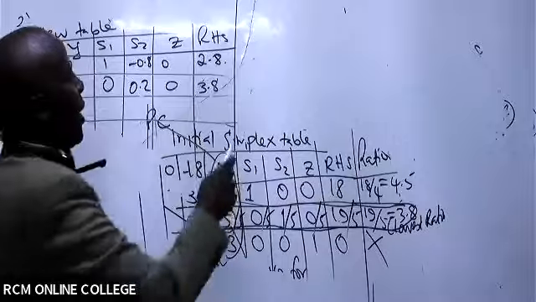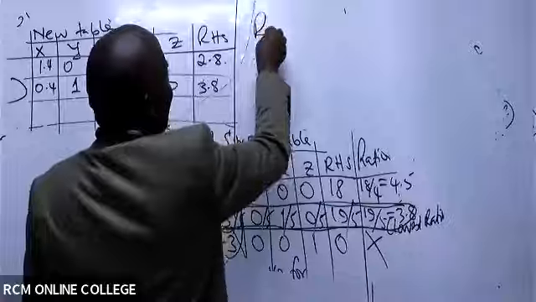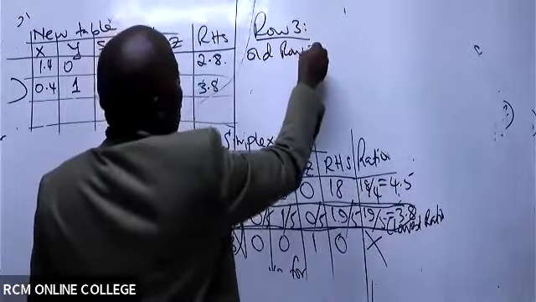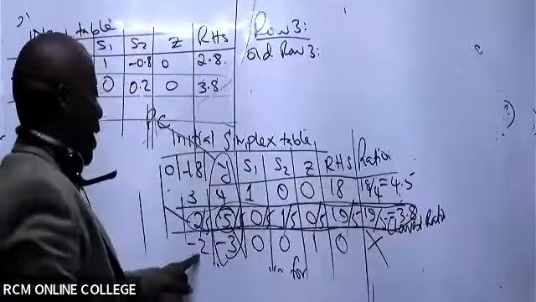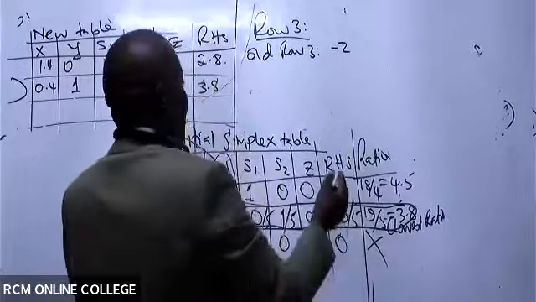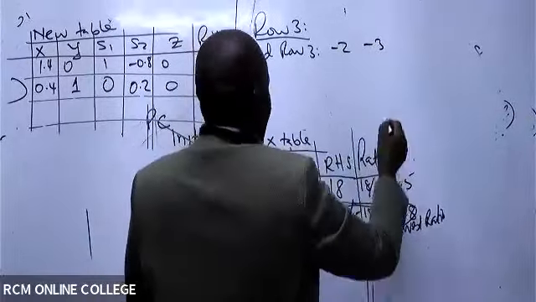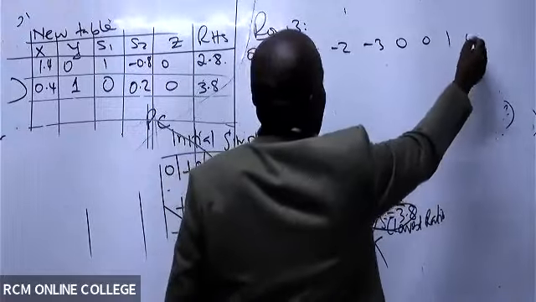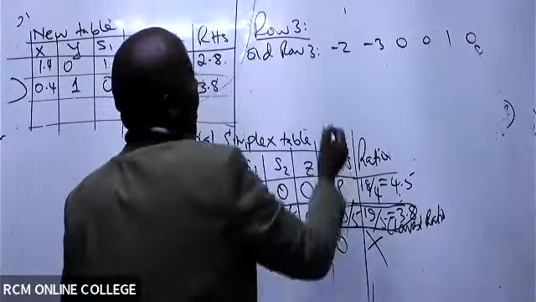So new row 3. So we have here row 3. We have the old row 3. The old row 3 is here. It's minus 2. It's minus 3. It is 0. It is 1. It is 0 there.